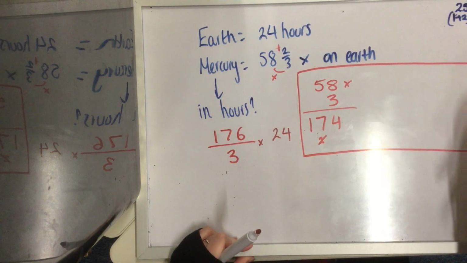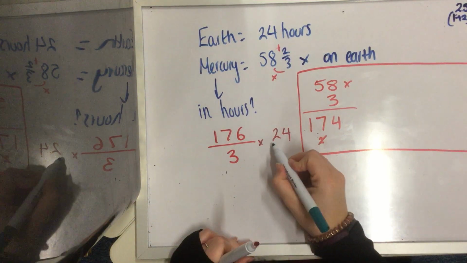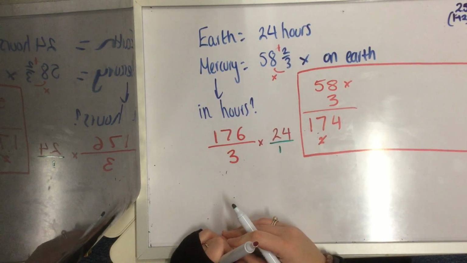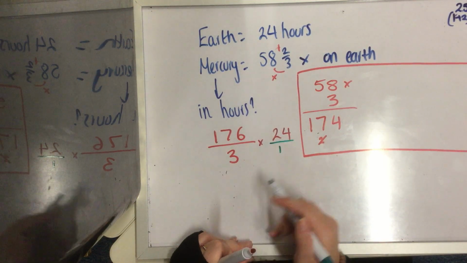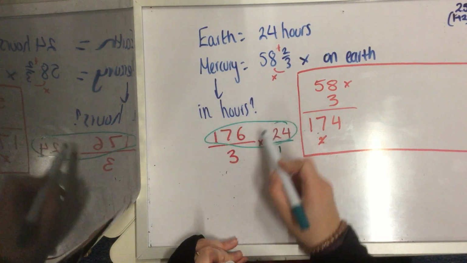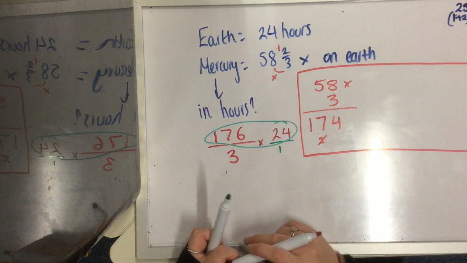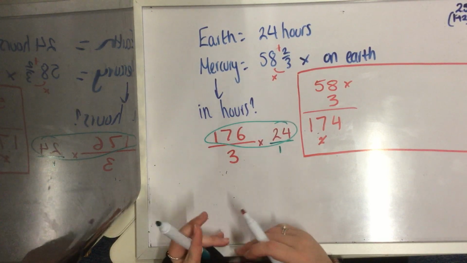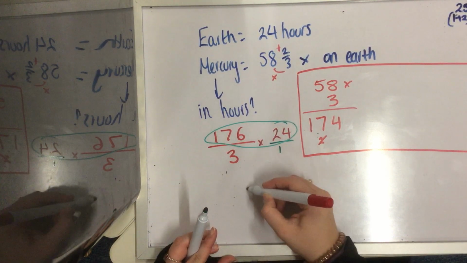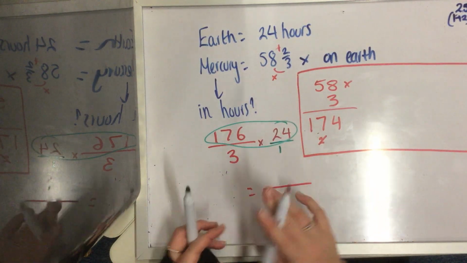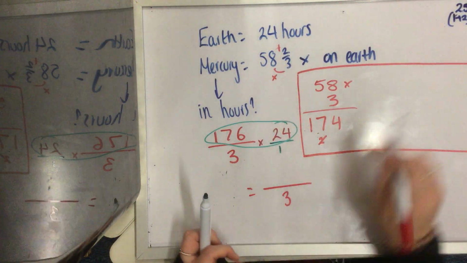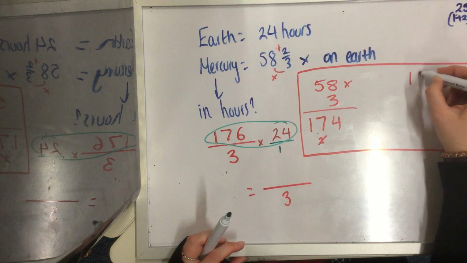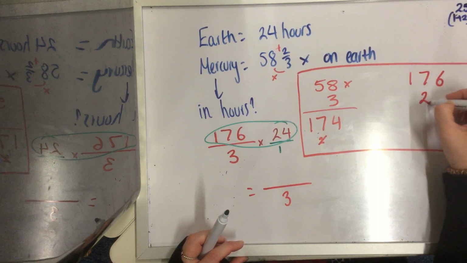So, with that in mind, I'm sort of doing that for my question. So I'm going to have to multiply 176 by 24, and then obviously we're going to have to multiply 3 by 1, which we know is going to leave us with 3. So I leave my denominator there. So I'll do my calculation over here. So I'm going to have to do column method for this.